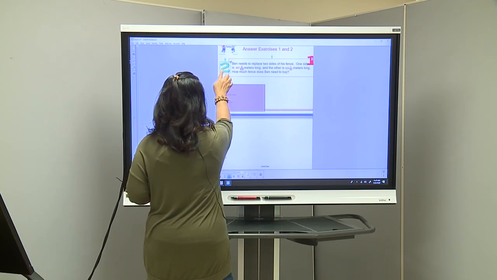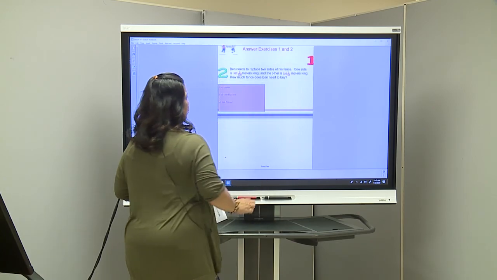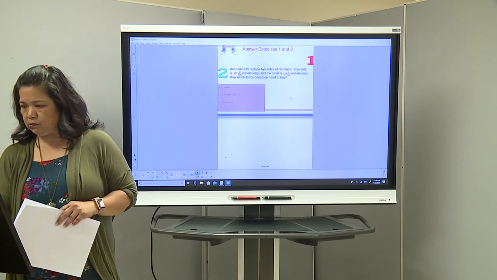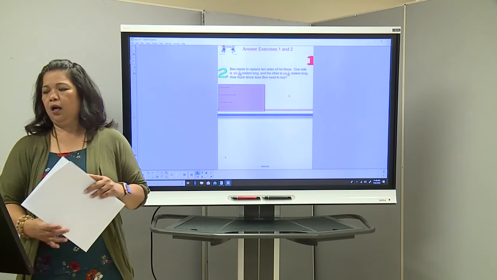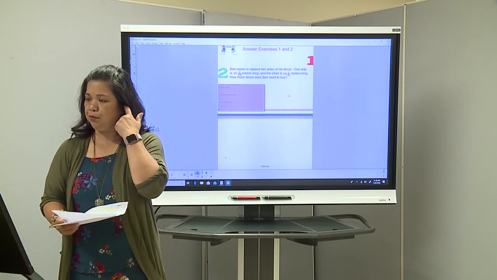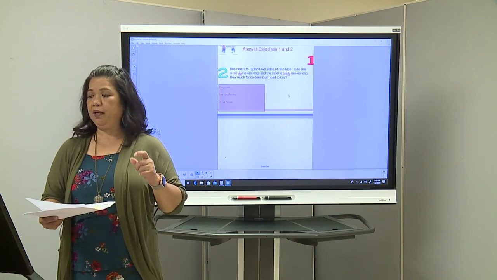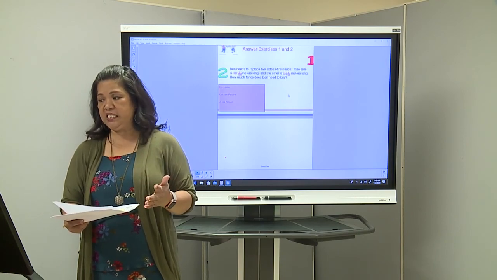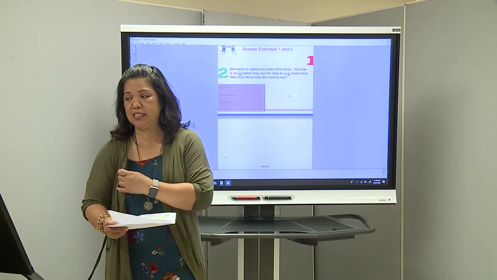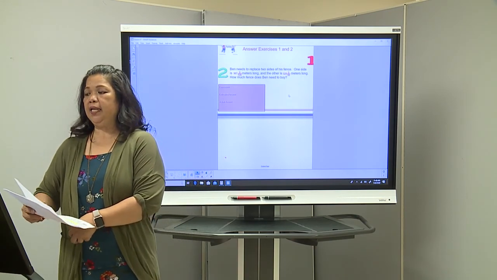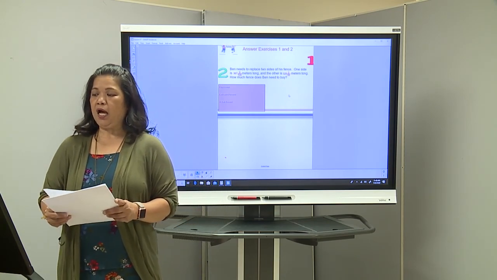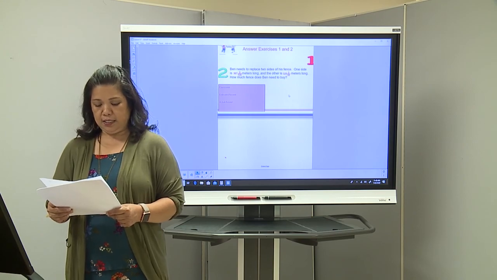Now in your packet, I'm sure it's more clear to look at that instead of the screen. Make it bigger. All right, so I'm going to read. You read along with me with your packet in front of you. Number 2, Ben needs to replace 2 sides of his fence. One side is 367 and 900ths meters long, and the other is 329 and 3/10 meters long. How much fence does Ben need to buy?